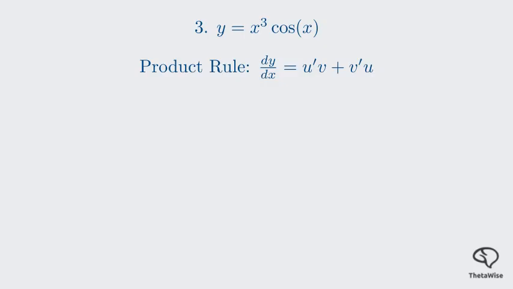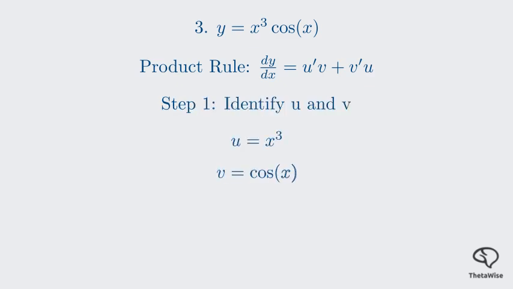Our third example introduces a new rule. Notice we have x cubed multiplied by cosine x. This is a product of 2 functions of x, so we must use the product rule. Let's write down our formula for dy/dx equals u prime v plus v prime u. First, we identify our 2 functions, u and v. We can set u equal to x cubed and v equal to cosine x.